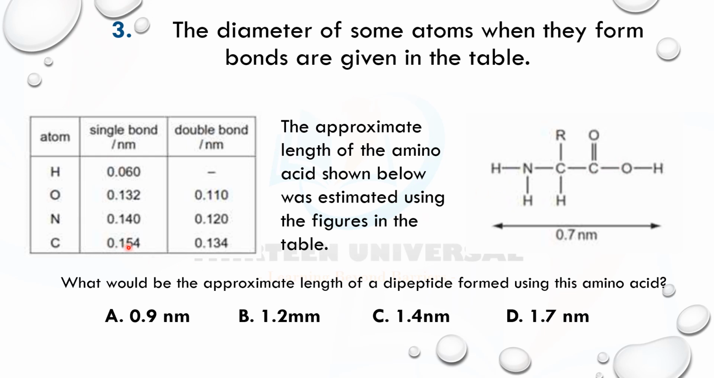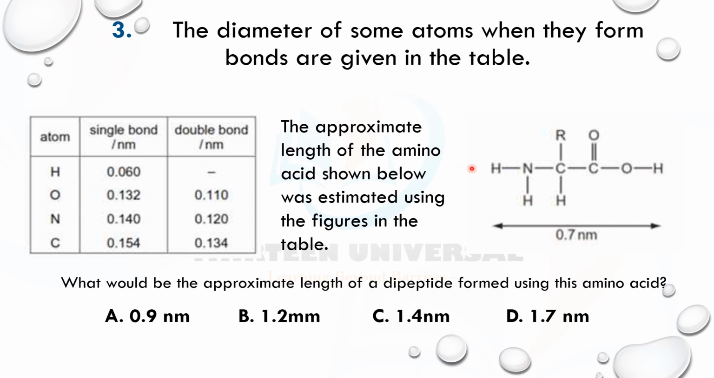Are you adding? Then plus oxygen's single bond, of course, which is 0.132, and then hydrogen again. Okay, so by the time you are done, you must get 0.73, and that's how they got this.